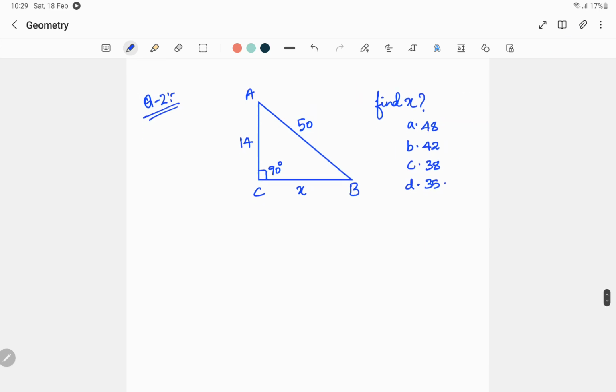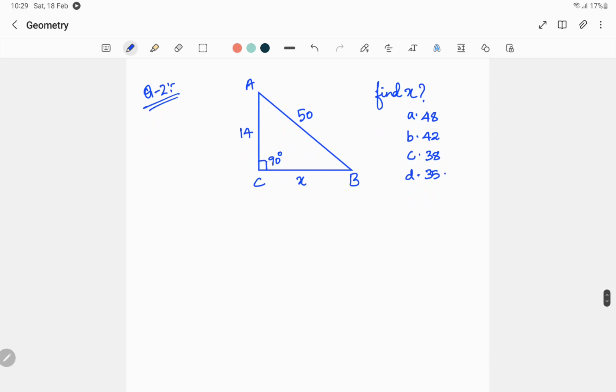Now let us take a look at this question. In this question it is given that there is a right angle triangle. So one of the angles would be 90 degrees, two sides are given and we are asked to find the third side. So 14 square plus x square is equal to 50 square.